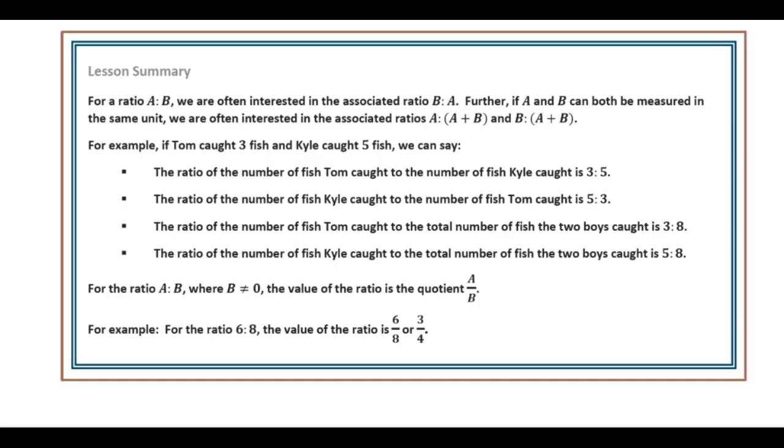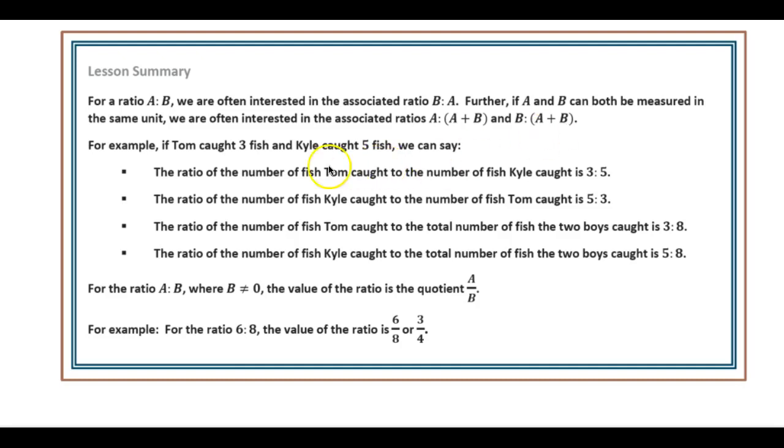Let's review what we learned today. For a ratio A to B, remember we talked about that. A is any number, B is another number. We are often interested in the associated ratio B to A. That's the flip-flop of that. Further, if A and B can both be measured in the same unit, which means they're both inches, or both feet, or both yards, or some measurement that's the same, we are often interested in the associated ratios A to A plus B and B to A plus B.